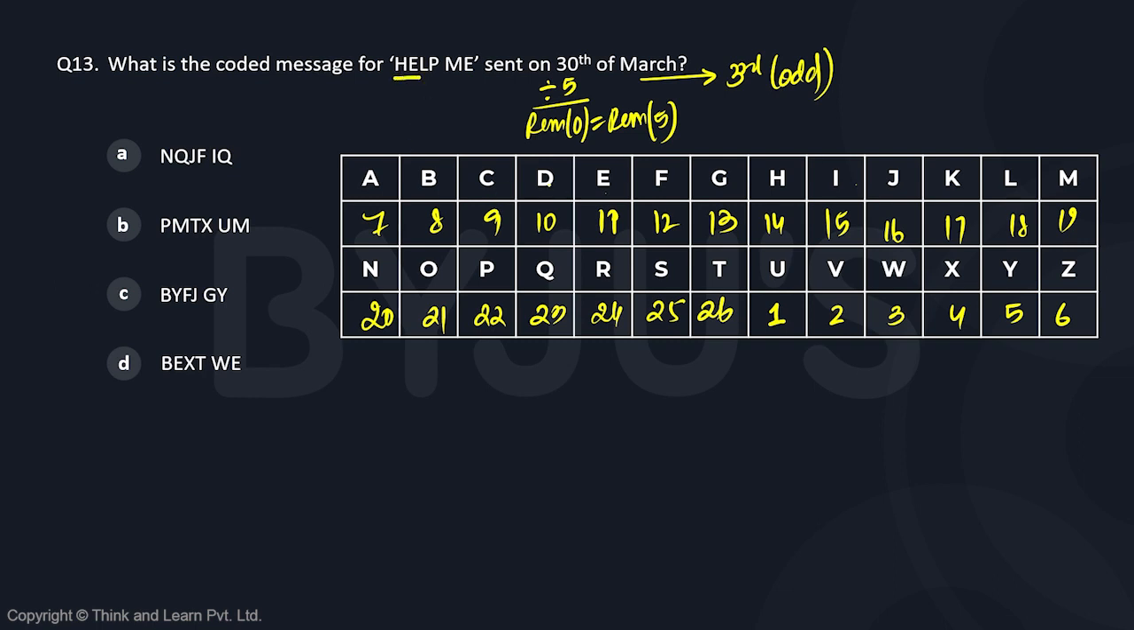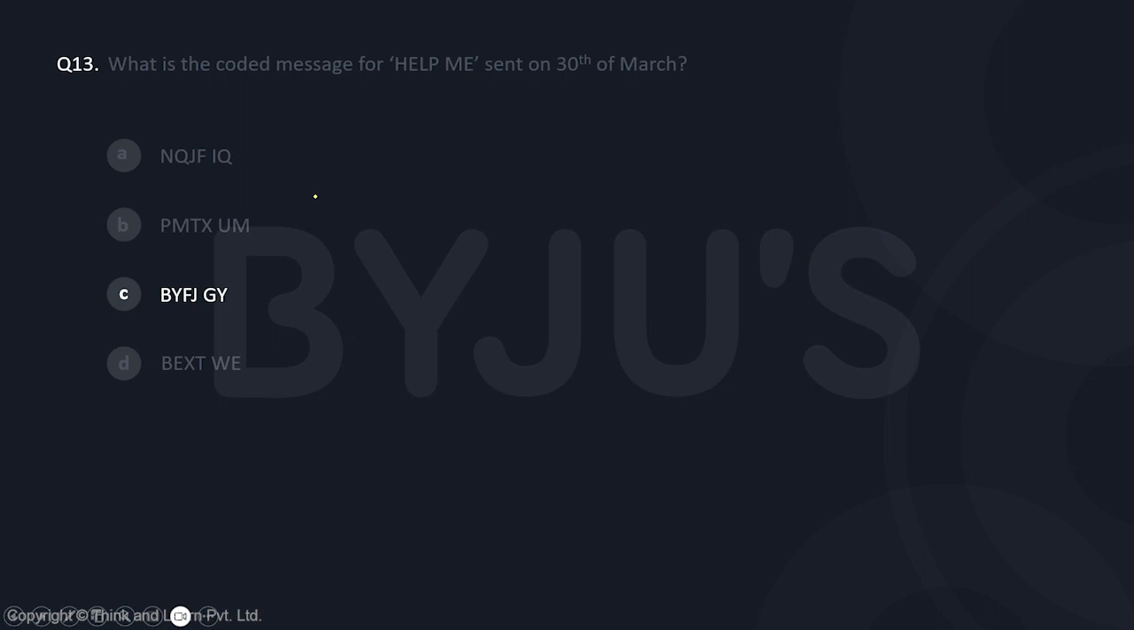Now, H is normally our 8th letter and E is our 5th letter. Right now, our 8th letter is B and the 5th letter is Y. So BY should be the first two letters in the coded message. So the answer is going to be option C. So we don't have to check the entire word. First couple of letters will do.